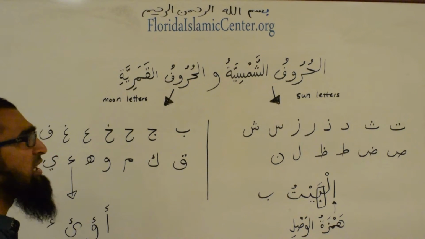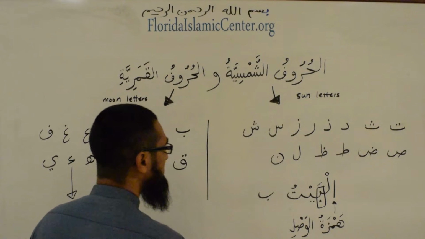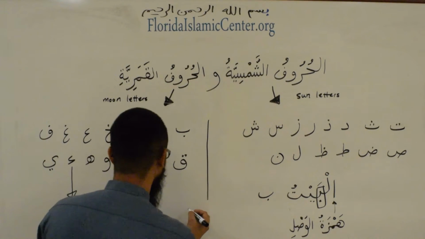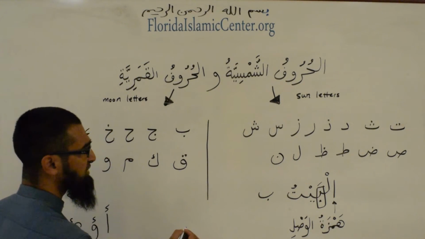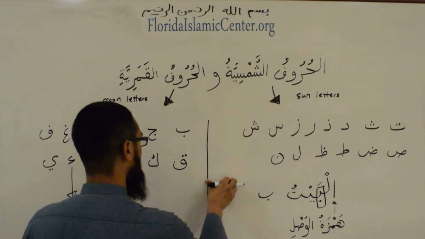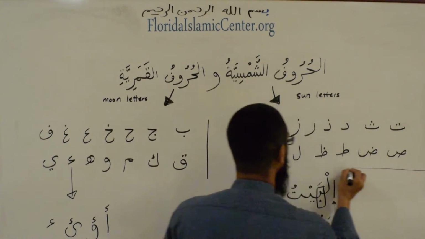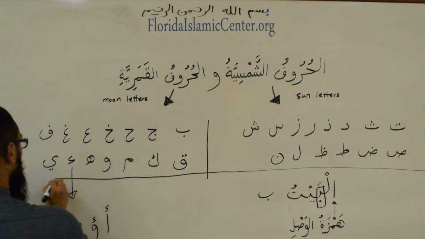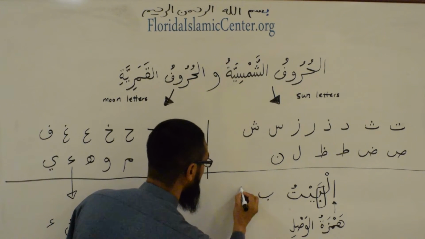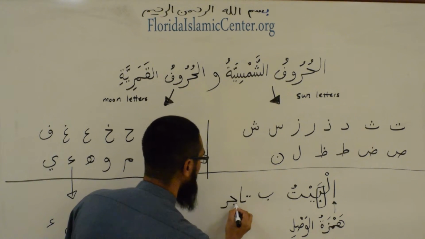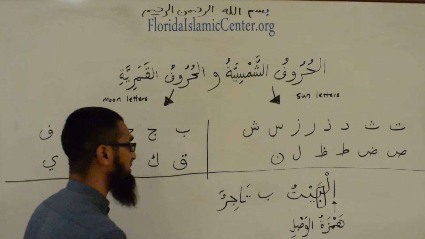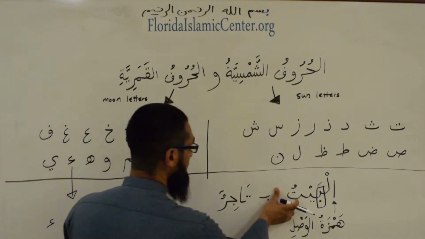Now let's look at a sun letter. The word we're going to do is tajir. I'm going to put it over here. Now I don't want you to think that al-baytu is under the sun letters, so I'll make a little division here. So now we have the word tajirun. If you remember what it means, tajir is a merchant, a businessman.